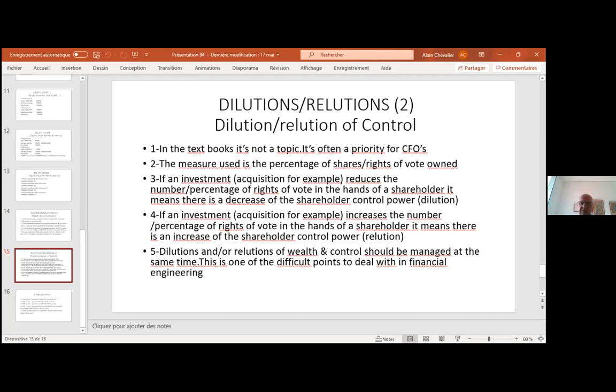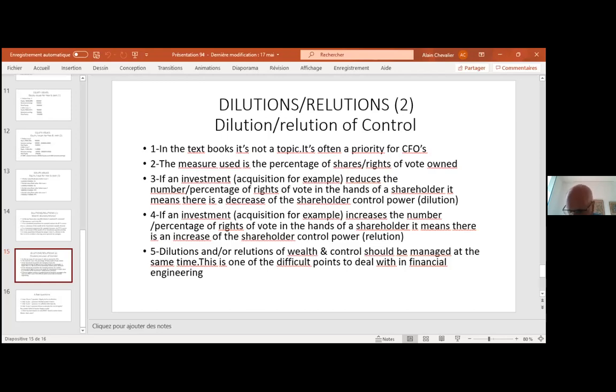Point 4, if an investment or acquisition, for example, increases the percentage of rights of vote in the hands of the shareholder, it means there is an increase of shareholder control power. That means generally when you finance mainly by debt, you manage this element more easily. Because when you finance by debt, you don't issue new rights of vote and you modify only marginally the percentage of rights of votes in the annual meeting, you don't move the power of control.